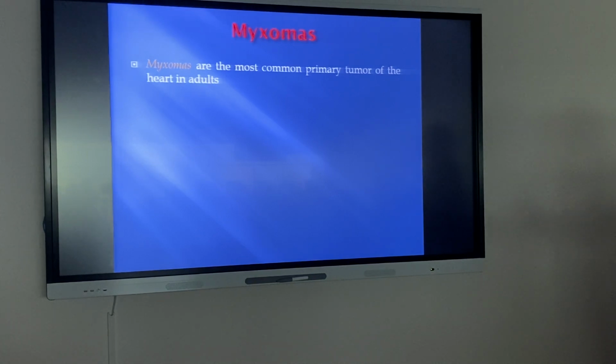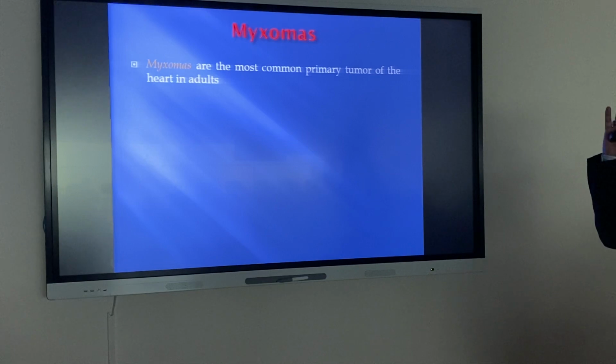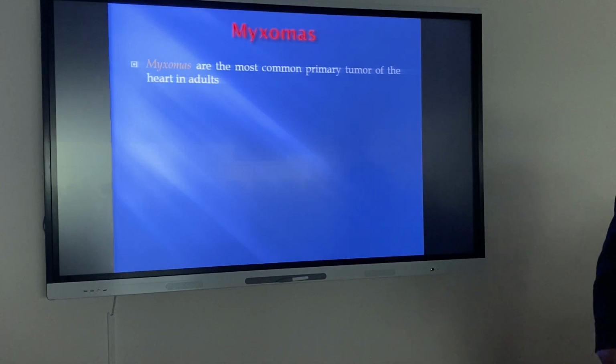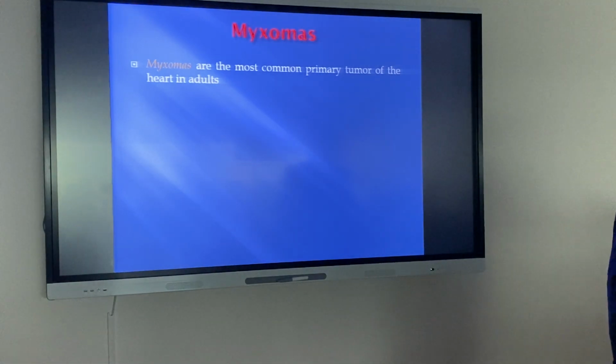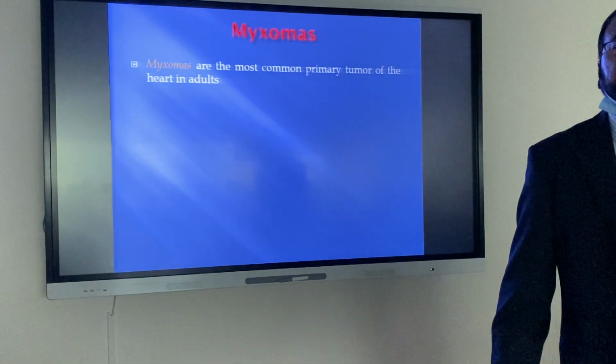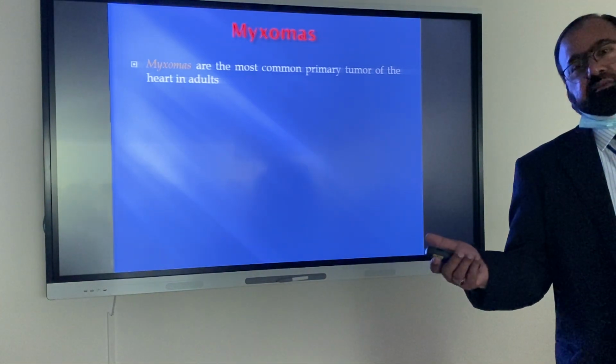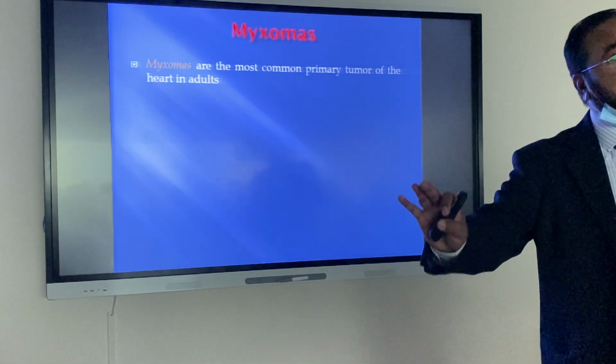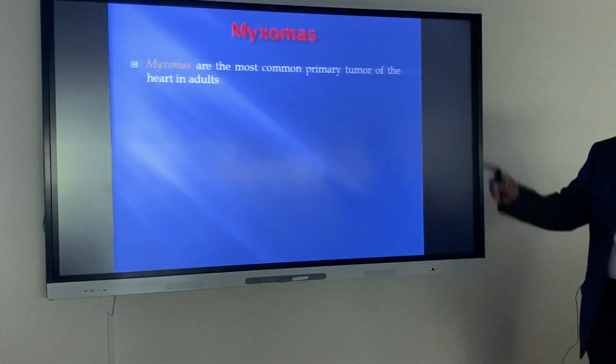If I say a person 40 years of age had a tumor in the heart, without reading further, just looking at the age, you will say that we are talking about myxoma. Or if a child 4 years of age develops some problem in the heart, ultrasound and these studies show a tumor, the first thing that comes to your mind will be rhabdomyoma. So these are two different categories. Period.